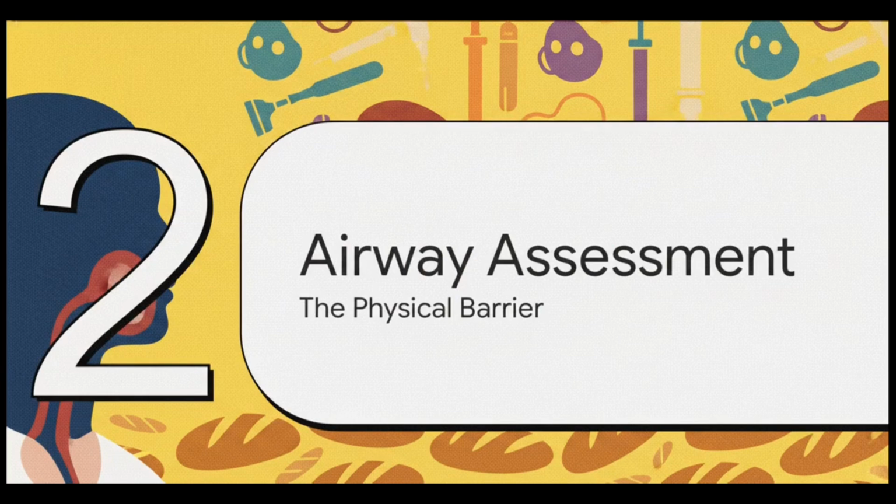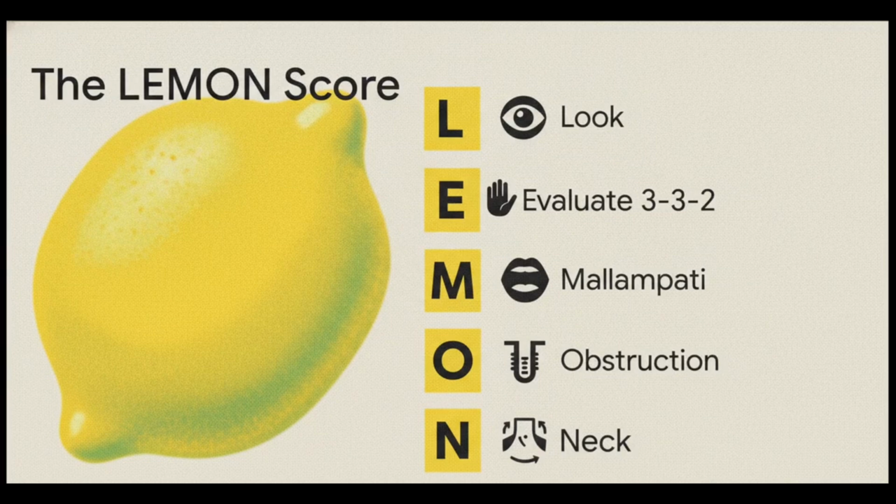Section 2. Mastering the airway assessment, the physical barrier. The LEMON score. This is our ultimate go-to structured mnemonic for anticipating a difficult intubation way before you even reach for a laryngoscope. You look externally, checking for trauma, a large tongue or a thick beard. You evaluate the 3-3-2 rule. You check their Mallampati grade. You scan for obstructions like thyroid masses. And finally, you assess neck mobility to make absolutely sure they can reach that essential sniffing position.